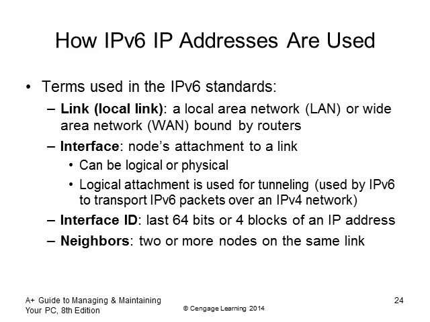Okay, so terms used in the IP version 6 standard. Link, which refers to a local link. That's a local area network or a wide area network bound by routers. Interface, those are nodes attachment to a link. They can be logical or physical. Logical attachment is used for tunneling, which is used by IP version 6 to transport IP version 6 packets over an IP version 4 network. Interface ID is the last 64 bits or 4 blocks of an IP address, and then neighbors are 2 or more nodes that are on the same link.